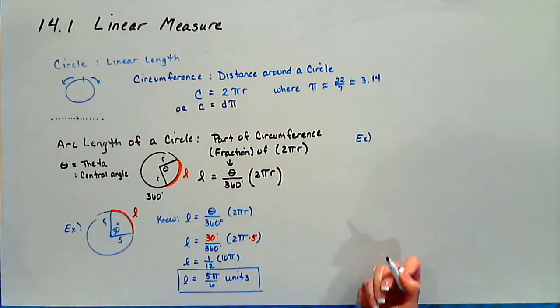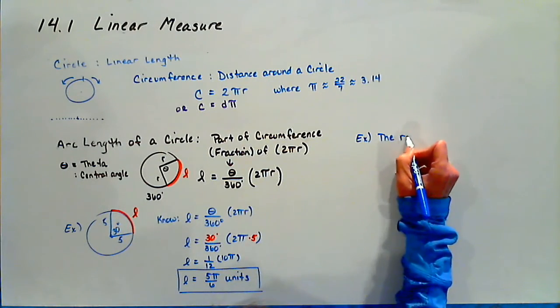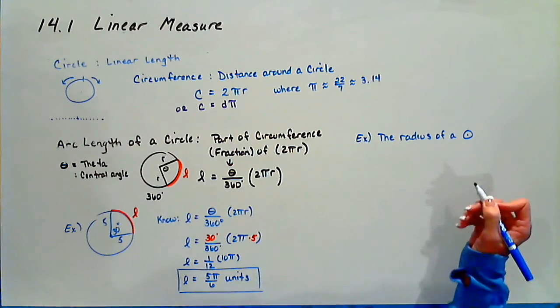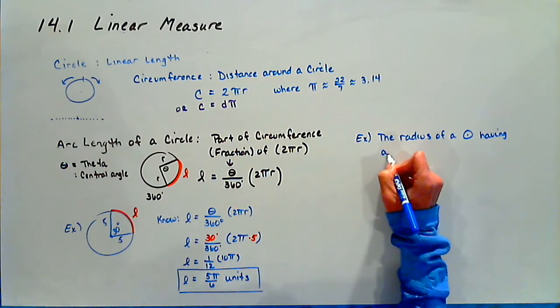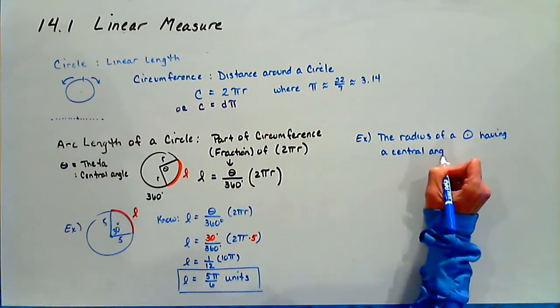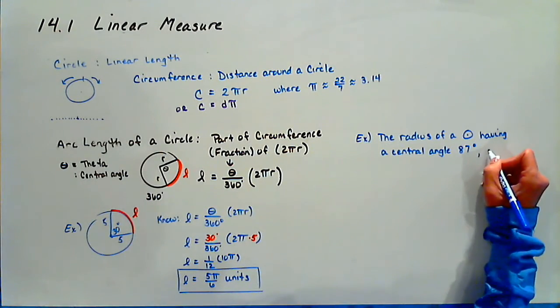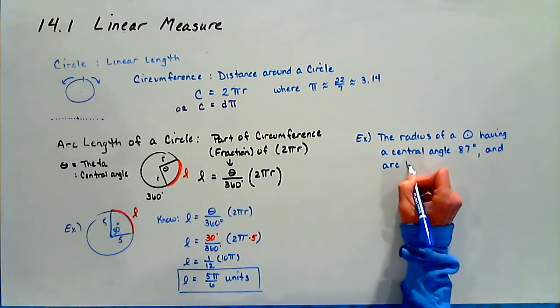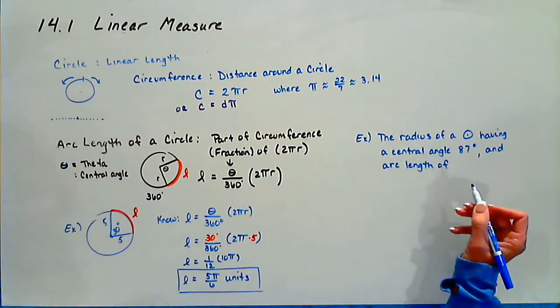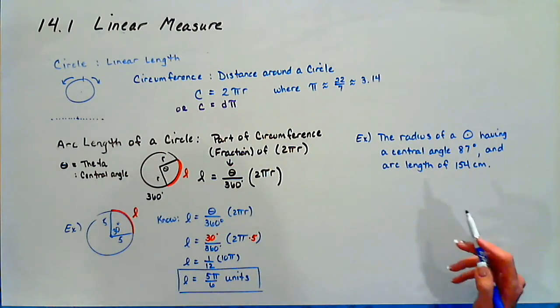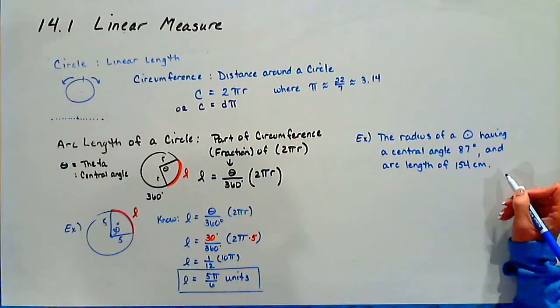And lastly, what if I give you the other way? So this time, I'm going to give you the radius. Of course, the symbol for a circle is a circle. The radius of a circle having a central angle 87 degrees and an arc length of 154 centimeters. Okay, the radius of a circle having a central angle of 87 and an arc length of 154 has.